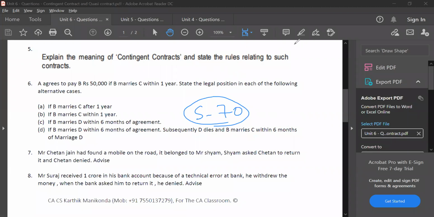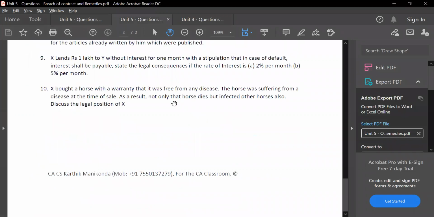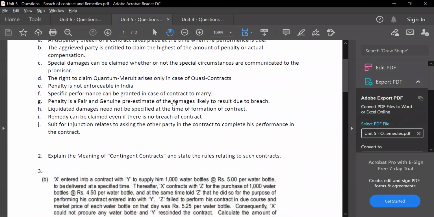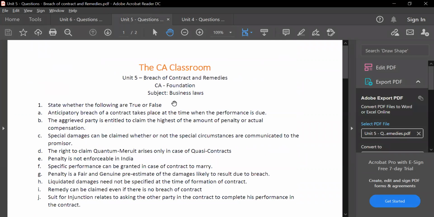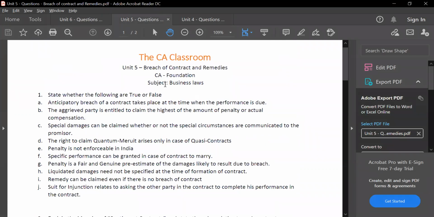Let's move to the next, Unit 5. I'll open the Unit 5 handle. I hope you can see my screen. I'm presenting the Unit 5 questions. Take 2 minutes, guys. Please go through Unit 5, the first 10 questions. We'll discuss in 2 minutes. Go ahead, guys.